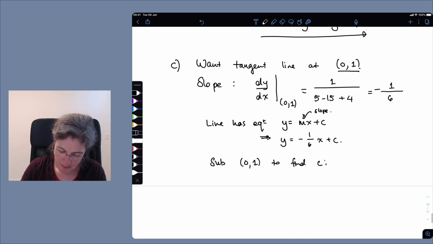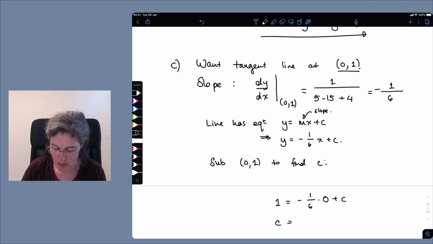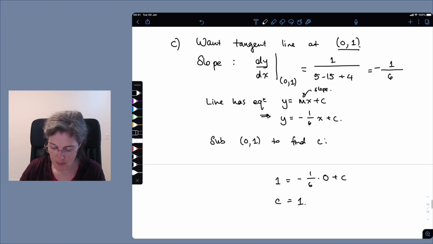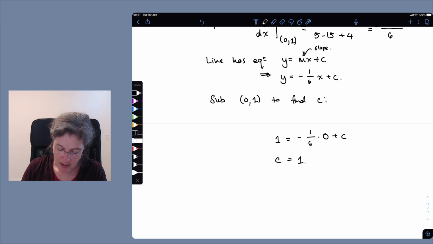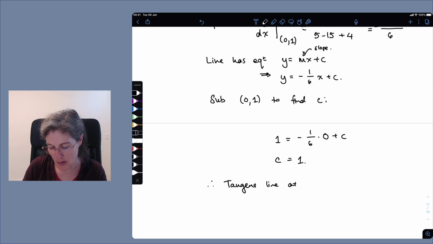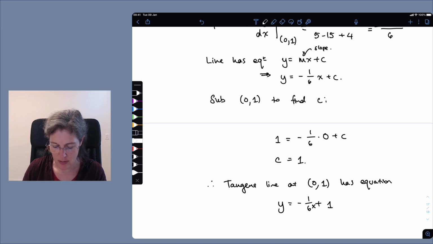So we've got 1 is equal to minus 1 over 6 times 0 plus c, so we can conclude that c is equal to 1. And finally, this tells us, therefore, our tangent line at the point (0, 1) has the equation y is equal to minus 1 over 6 x plus 1. Whoops, and there's an x in there. Let me make it clear that that's not in the denominator. There we go.